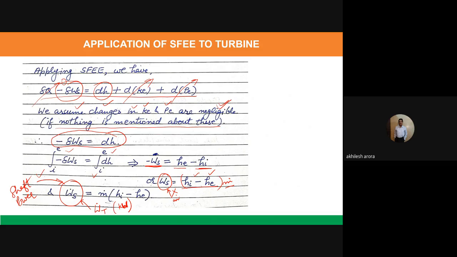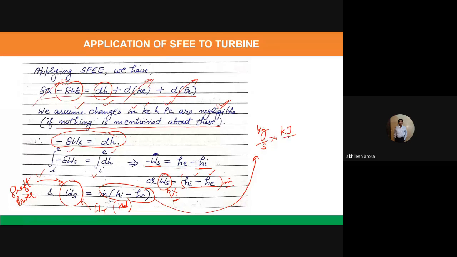Kilowatt. You can see why, because if you take this term here, enthalpy has the units kilojoules per kg. So kg and kg cancel out and we are left with kilojoules per second, and kilojoules per second is nothing but kilowatts.